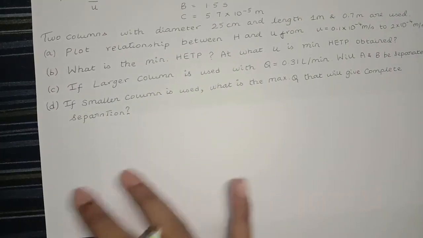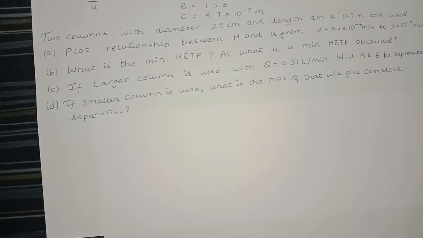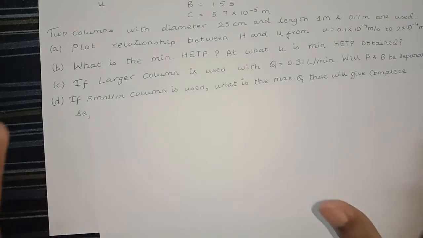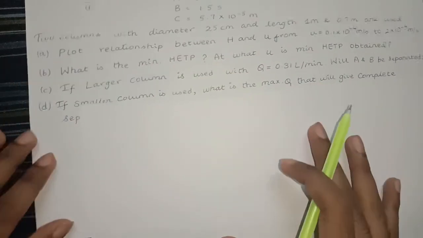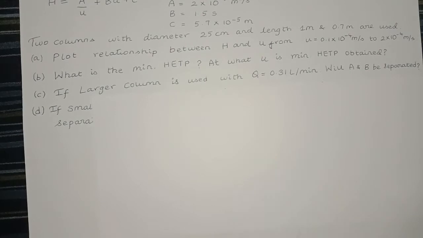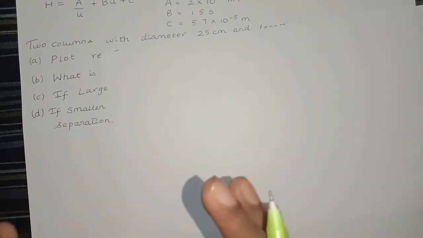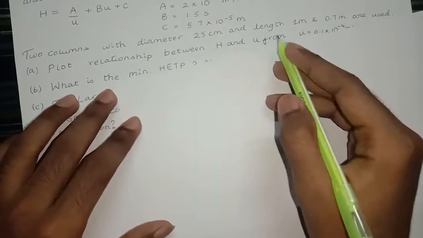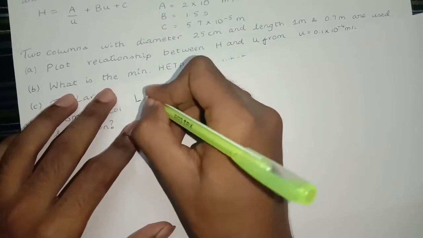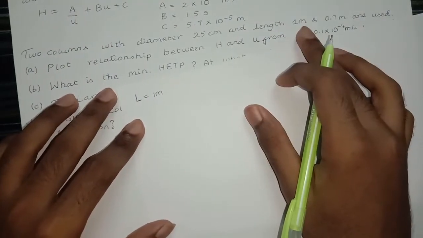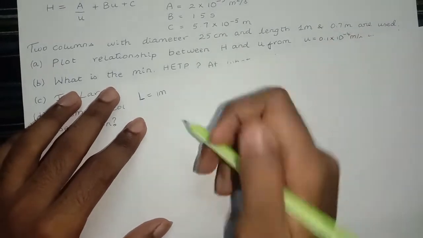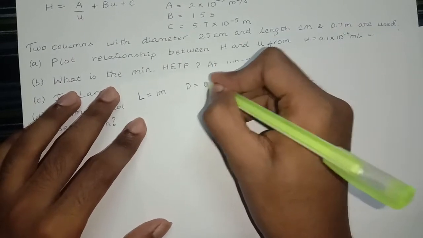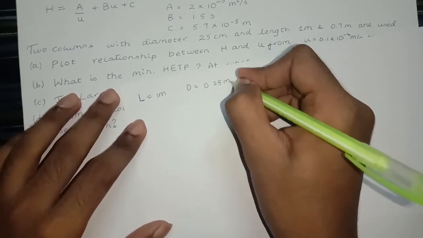In part C, if a larger column is used with a volumetric flow rate of 0.31 liter per minute, will A and B be separated? So now we are going to separate two proteins using a large column. What are the characteristics of the large column? The larger column will have a length of 1 meter, and the smaller column 0.7 meter, and the diameter is 25 centimeter or 0.25 meter.